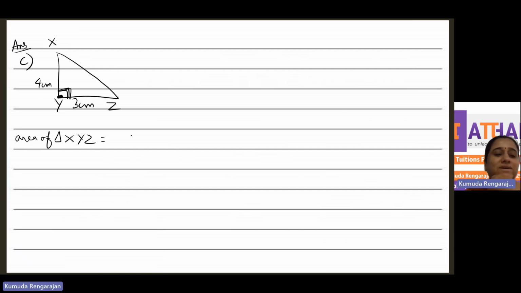Okay, area of triangle XYZ is equal to half into base into height square unit. This is the first step.